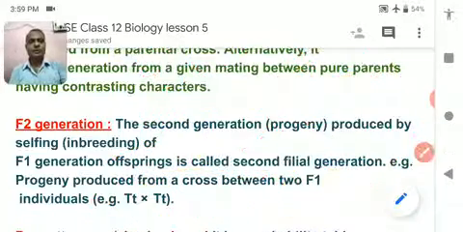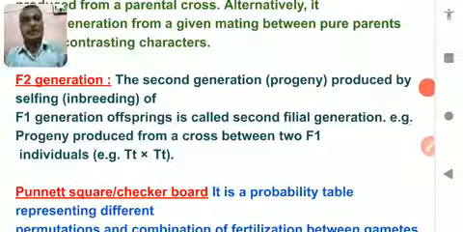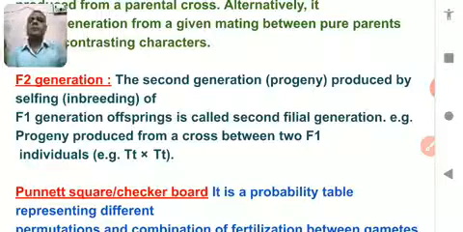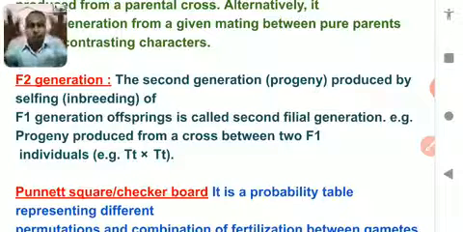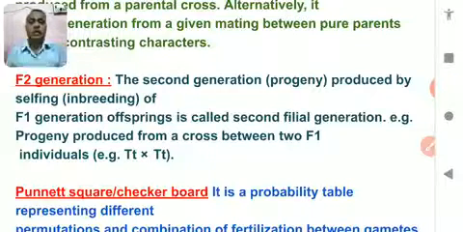So the second generation is produced by selfing. Selfing means inbreeding, breeding between the offspring, not bringing in an organism from outside. The offspring produced in the F1 generation are crossed together between themselves. The offspring produced after crossing the F1 offspring is called the F2 generation.